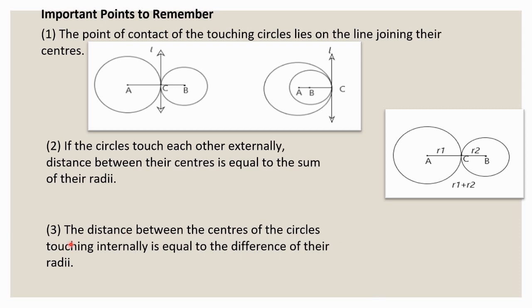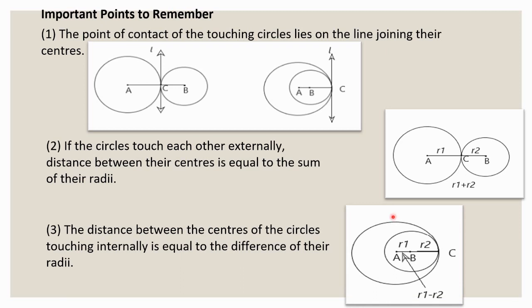Third point, the distance between the centers of circles touching internally is equal to the difference of their radii. In the given diagram, circles with centers A and B touch each other internally at point C. R1 is the radius of the circle with center A. R2 is the radius of the circle with center B. AB is the distance between the centers. So to find the distance AB, we subtract R1 from R2. So R1 minus R2 will be the distance between the centers.